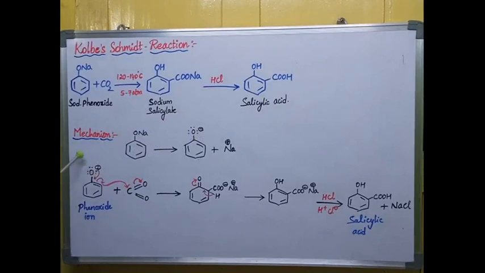Okay, so let us see the mechanism of the reaction. Sodium phenoxide, if you take, it can break into phenoxide ion and sodium ion. So here Na is coming out as Na plus and it is giving electrons to the O. It is forming O minus, the phenoxide ion. This phenoxide ion is reacting with CO2 now. So the CO2 structure we can see.